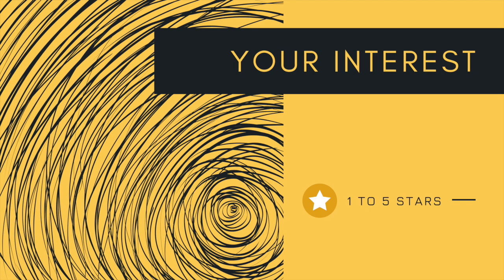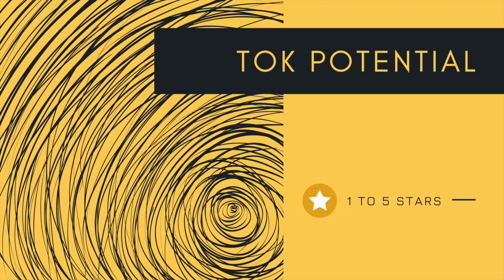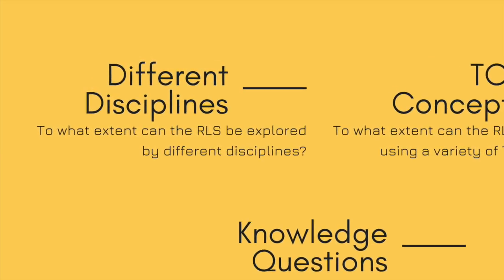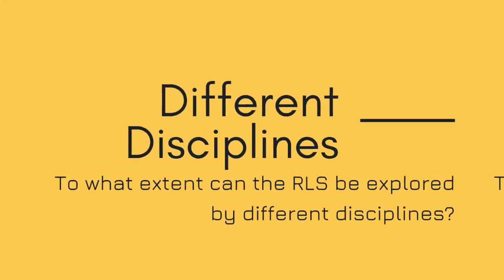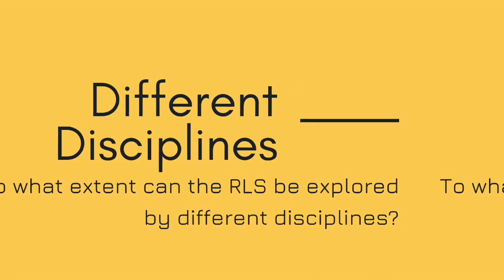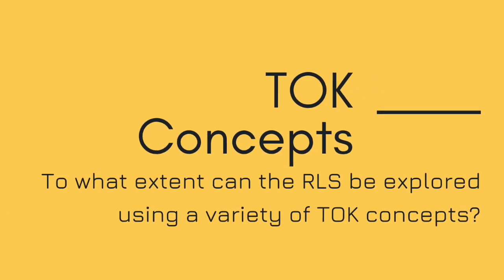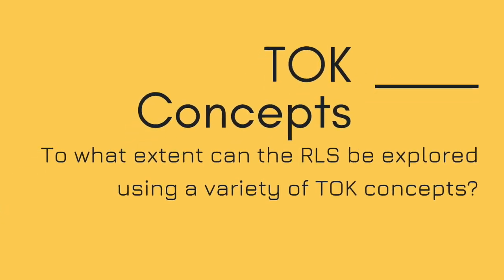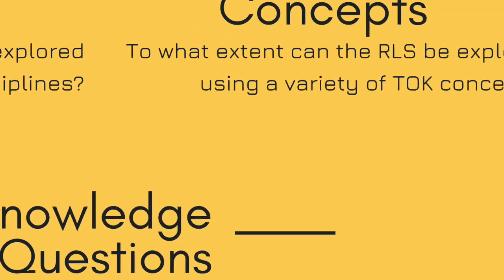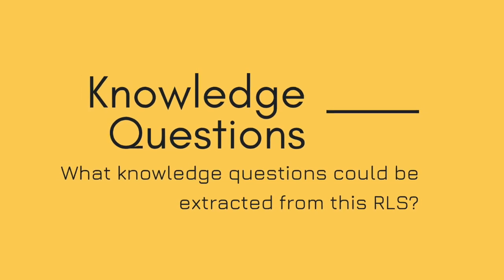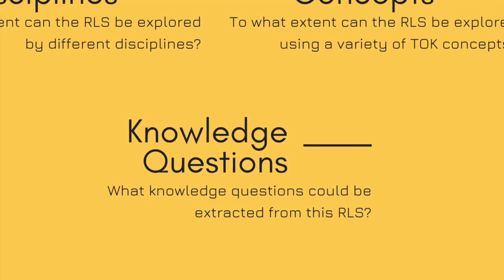First, you ranked the RLSs based on your interest in the RLS. Then you ranked the RLS based on its ToK potential. So you asked yourself questions like, to what extent can this RLS be explored from different disciplines or different perspectives? You also asked yourself questions like, to what extent can this RLS be explored using a variety of different ToK concepts? You might have even gone so far as to ask yourself if you could extract any knowledge questions from the RLSs. And based on those results, you again ranked those RLSs.